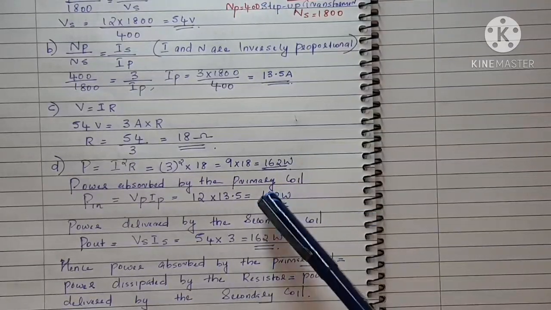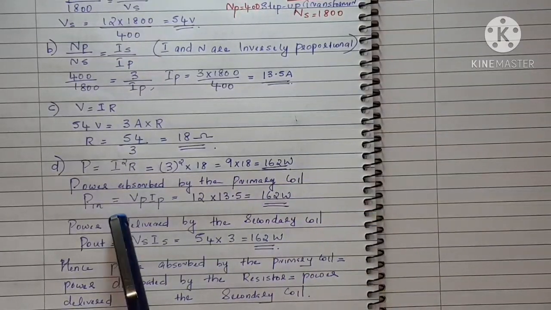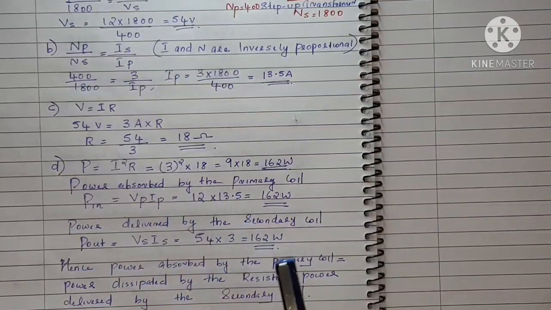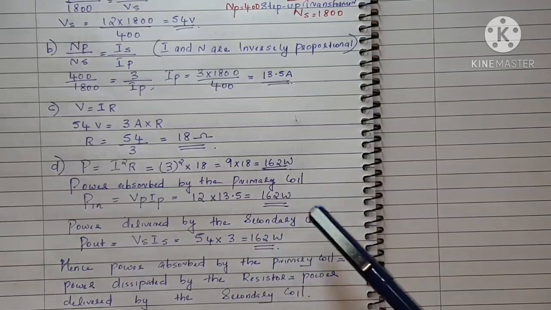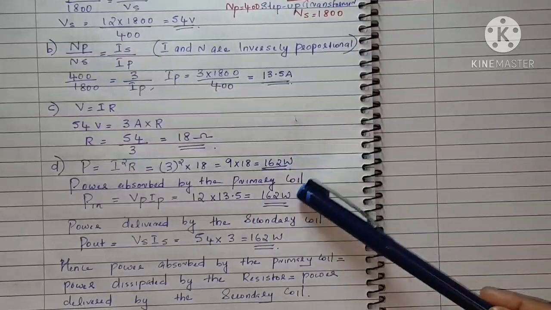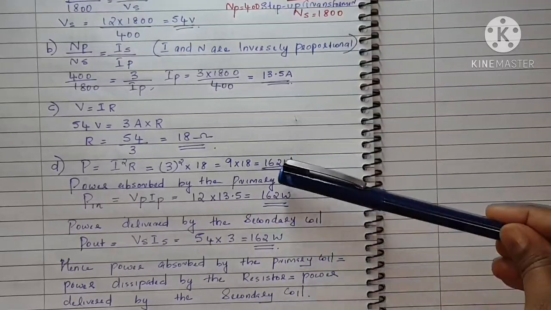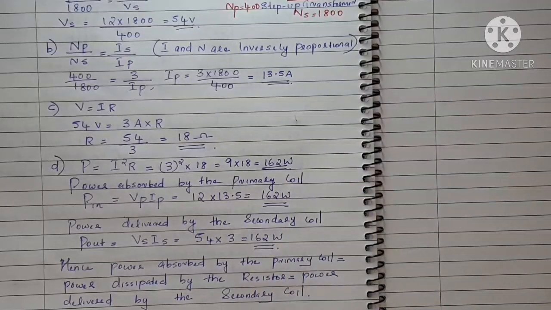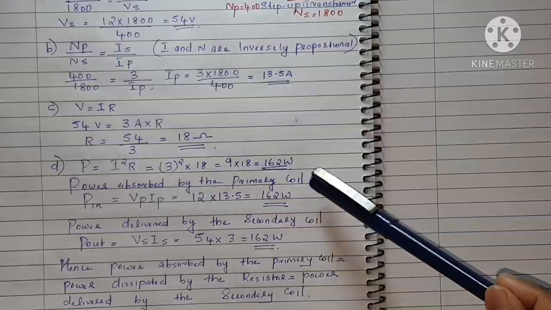Power absorbed by the primary coil can be found out as P in equal to VP IP equal to VP is 12 into IP is 13.5, which is equal to 162 watt. Power delivered by the secondary coil, P out equal to VS IS equal to VS is 54, IS is 3, 162 watt. So power absorbed by the primary coil, power dissipated by the resistor and power delivered by the secondary coil are all the same, that is 162 watt.